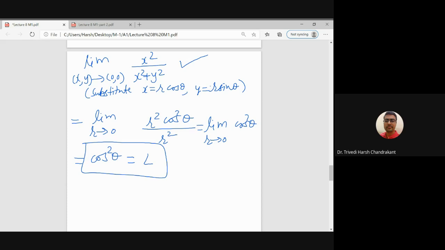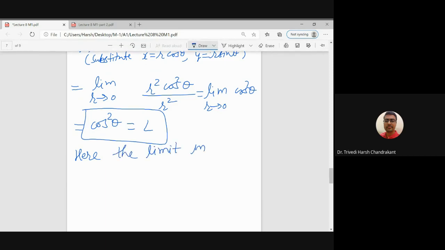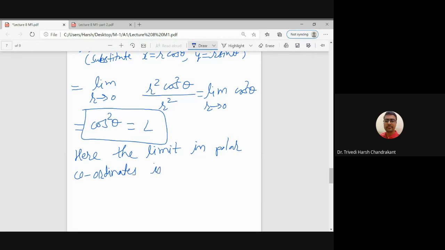The value of L should be the same if we approach (x,y) to the origin. But what we got is L equals cos² θ, right? So here the limit in polar coordinates is cos² θ, which depends on θ.